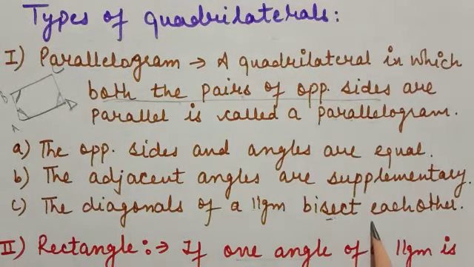The diagonals of a parallelogram bisect each other. Bisect means convert into two equal parts. So the diagonals of a parallelogram bisect each other into two equal parts.